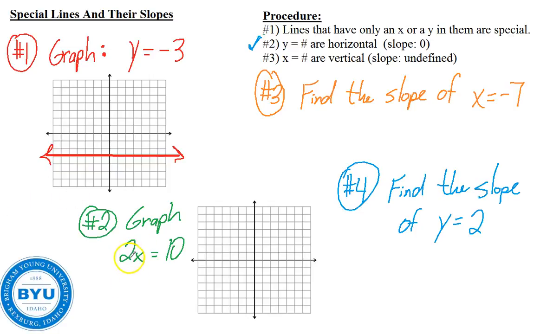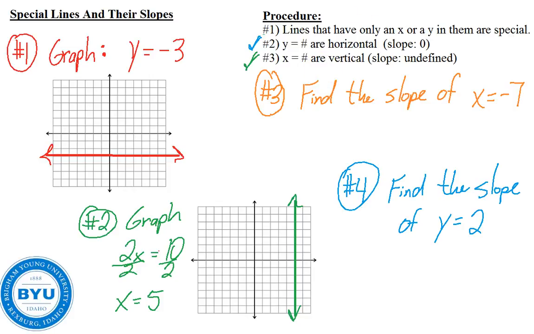Let's do number 2. We've got 2x equals 10. Now that's weird. We need to really have the x by itself. So let's go ahead and divide by 2. When you divide by 2, you get x equals 5. That's what we need to graph. And x equals 5 means it's a verticax line, vertical line. So here at 5, 1, 2, 3, 4, right here, we're going to graph a vertical line at 5.